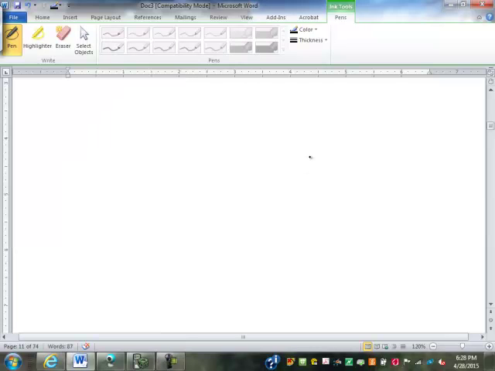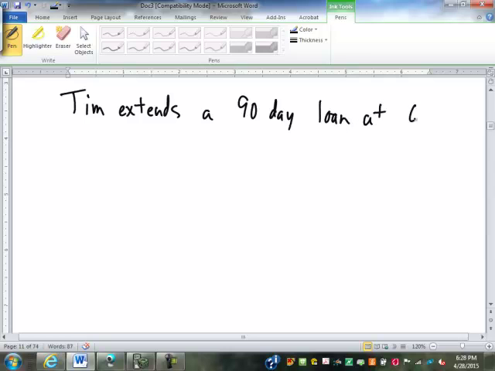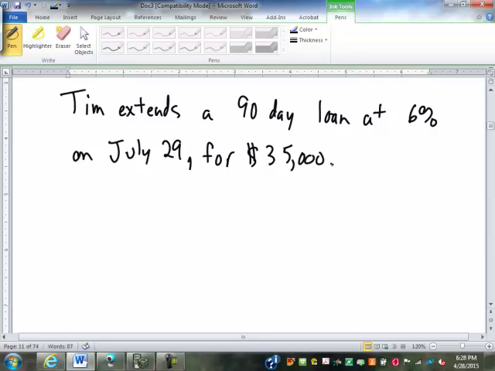So, for our next example, Tim extends a 90-day loan at 6% on July 29th. So what he's done is he's given a loan to someone else for $35,000.